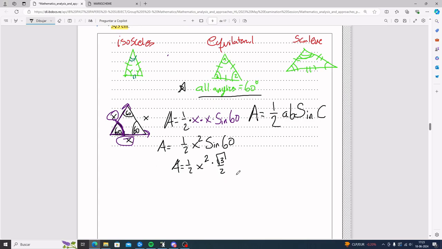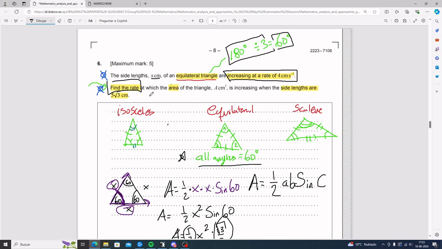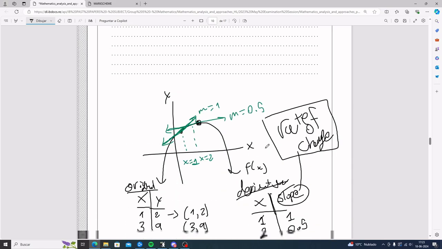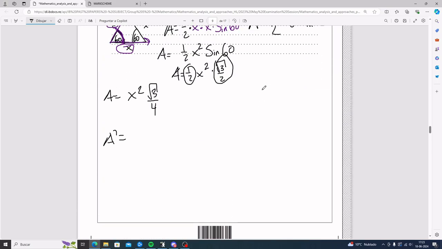Right? And so from here, your formula for area, you can clean it up a little. So for example, combine this 1/2 with this term over here. Your formula for area ends up being x squared times square root 3 divided by 4, because of 1/2 times the 2 on the bottom, see? And so from here, if you want to find the rate at which the area of the triangle is increasing, all you really have to do is just find the derivative, see? And that helps you find the rate of change as I mentioned earlier, and you're pretty much good to go.